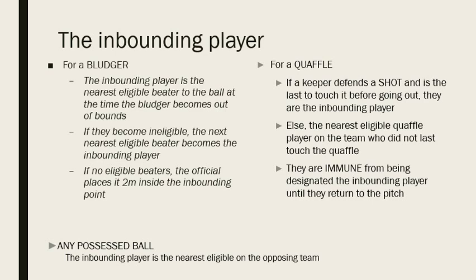So if I make a pass and it misses and it goes out, the other team gets the ball. If I make a pass, it hits an opponent and it goes out, I get the ball back. Right, whoever did not last touch it gets the ball again, except for that keeper exception.